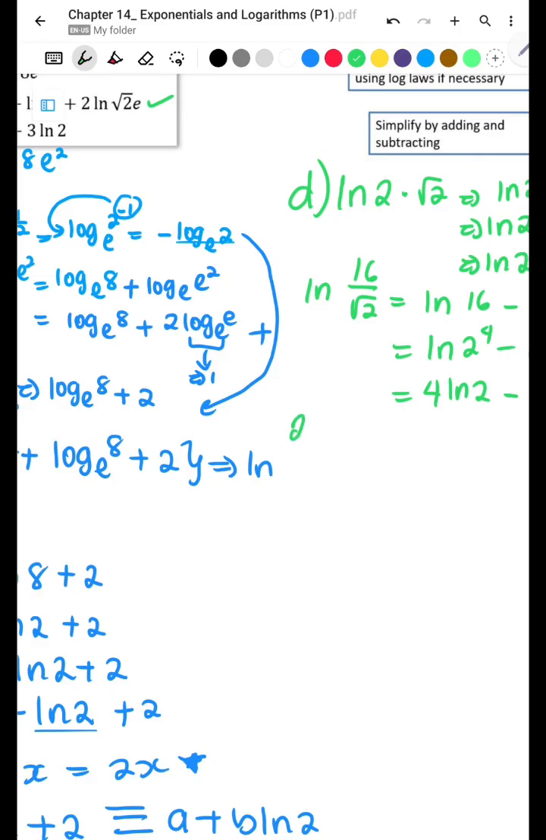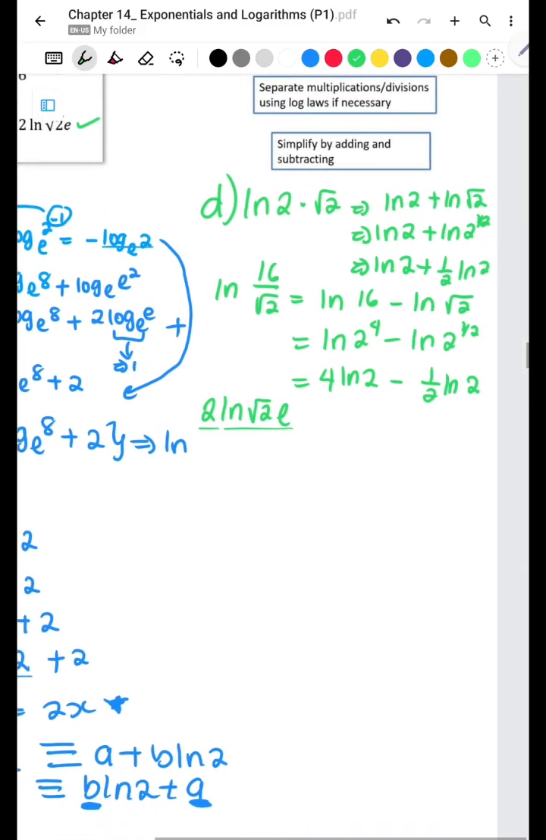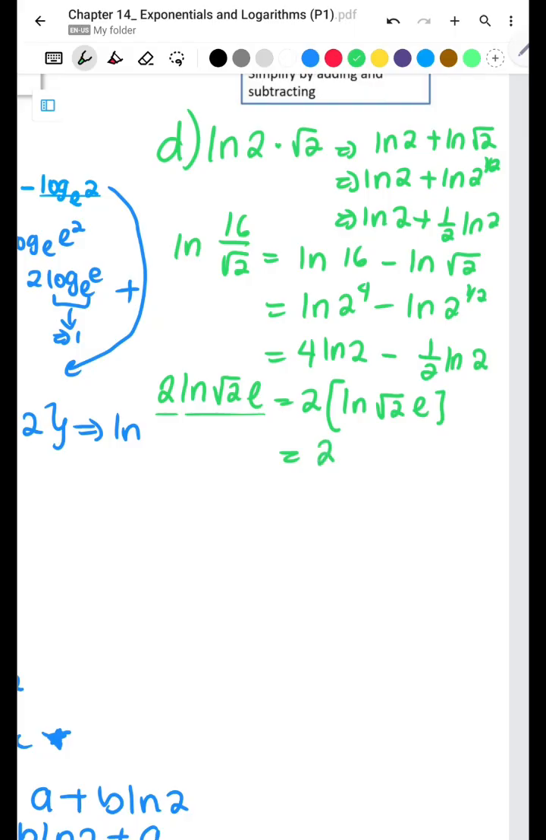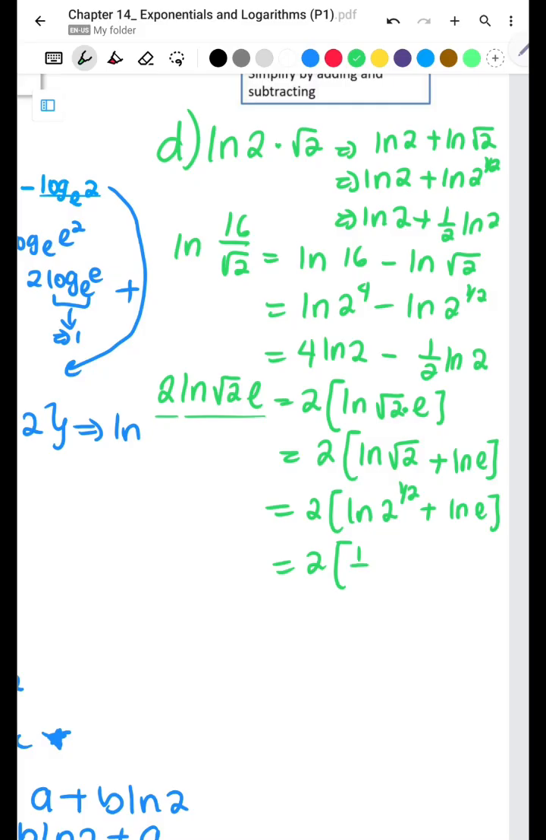Now this gets okay. If you look at this well, this 2 here multiplies the whole function. So the easiest thing for me to do is 2 multiplied by natural log of root 2e. I can separate the ones inside first to make it easier. So 2 natural log of root 2 plus, because I have a multiplication sign here, natural log of e, which is the same thing as 2 natural log of 2 to the power of half plus natural log of e, the same thing as 2 times half natural log of 2 plus natural log of e. So when I expand the bracket, the first one, these 2 cancel these 2, so I just have natural log of 2 plus 2 natural log of e.